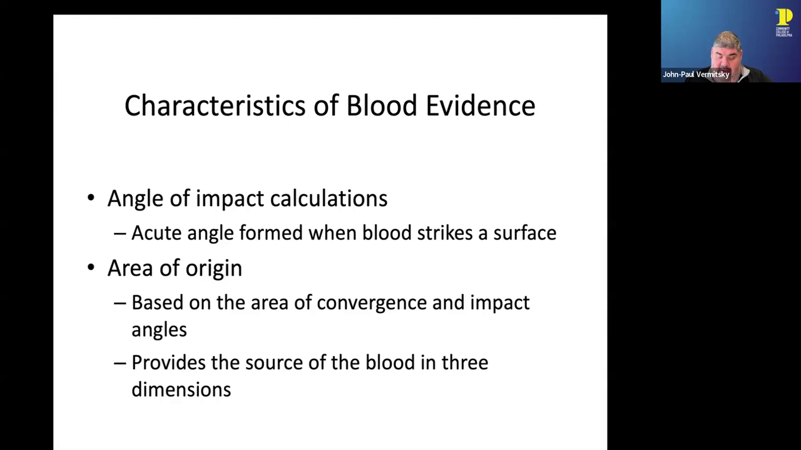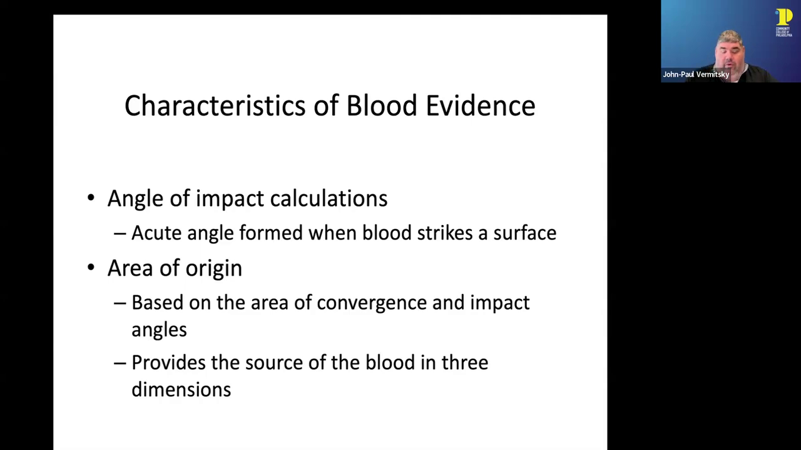When crime scene investigators process a crime scene, they can calculate the angle of impact based on the shape and length and width of the blood droplets. And once they have that angle of impact, it'll give them information on where the blood originated from, meaning, was somebody hit in the head and this is a splatter that came off of that. This could actually allow them to figure out where that impact with the head occurred.